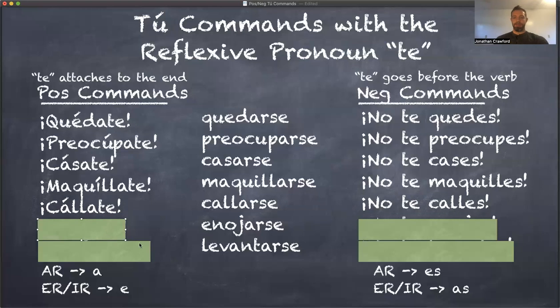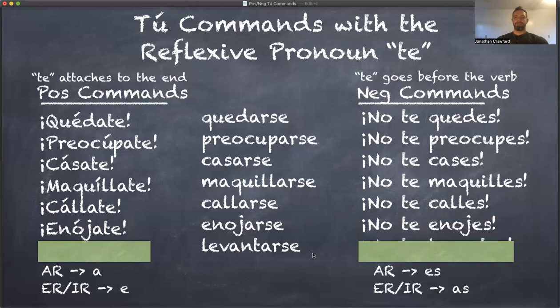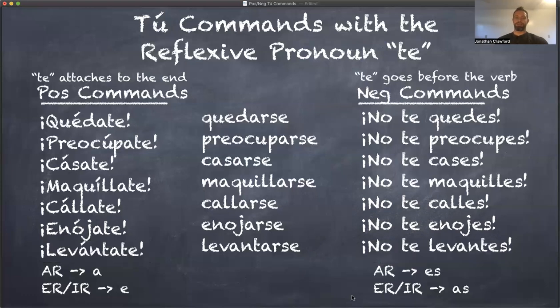All right? Get mad. Enójate. Don't get mad. No te enojes. El que se enoja pierde. No te enojes. He that gets mad loses. Don't get mad. No te enojes. Levantarse. Levántate. Get up. Levántate. Don't get up. No te levantes.